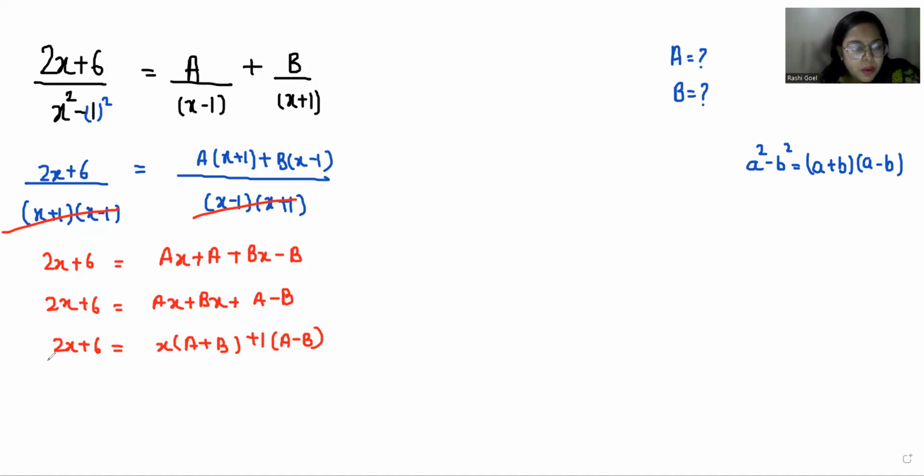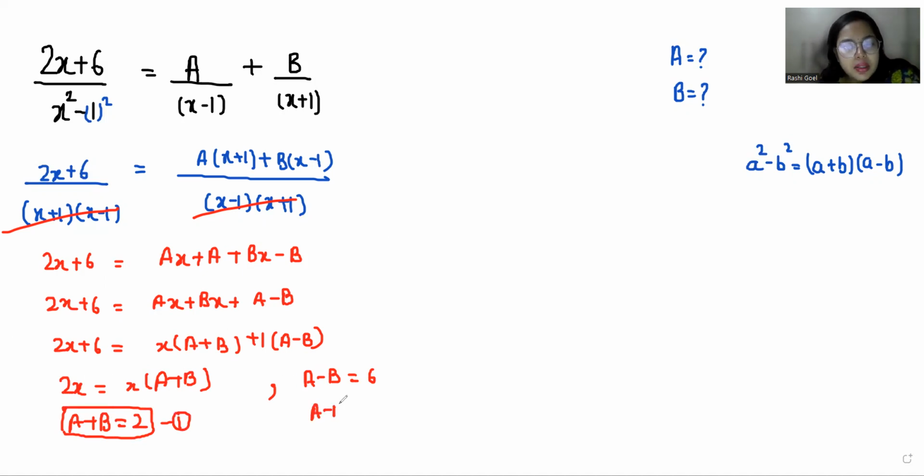Now if we compare both sides, x with x and number with number, so a + b equals 2. This is our equation number 1, and a − b equals 6.